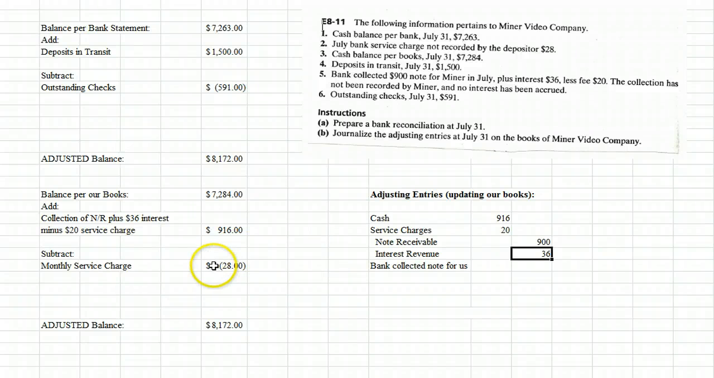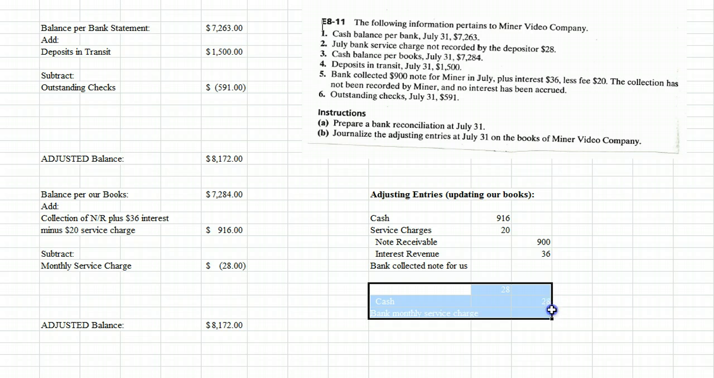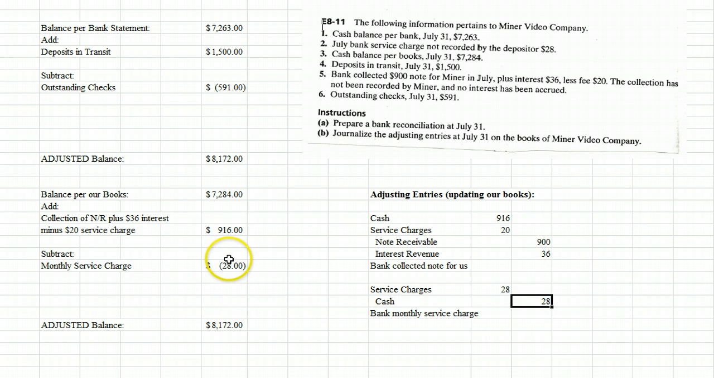We also have to take into account this $28 down here. So we have to book a $28 service charge for the monthly service charge. Expense or debits. So we debit service charges for $28 and we credit cash for $28 to reflect that our cash balance is down by $28. So to recap, reconciling the bank statement is about telling the bank statement the facts it doesn't know, telling our books the facts they don't know, and when everybody has all the facts, we should end up with exactly the same adjusted balance.